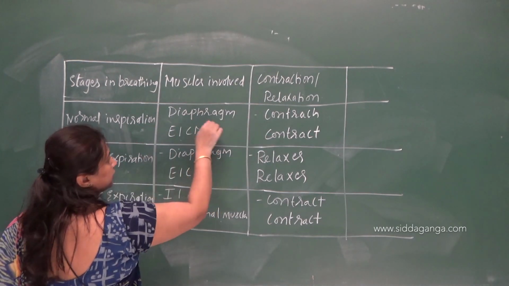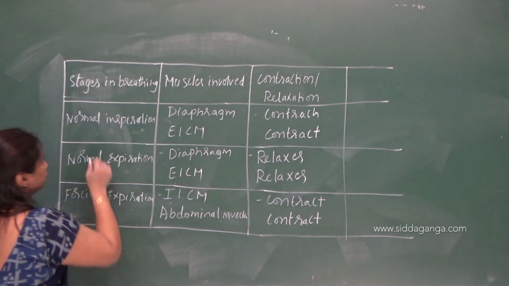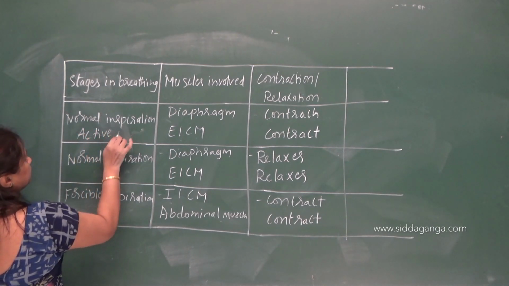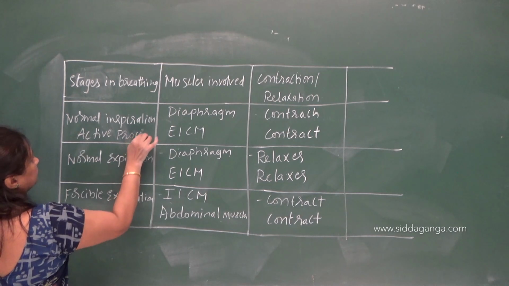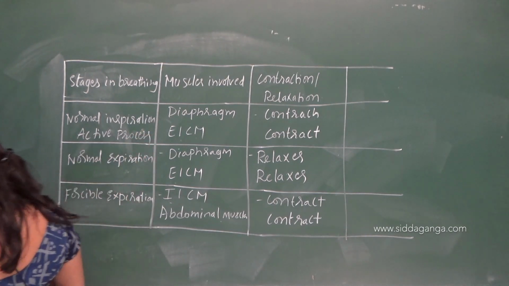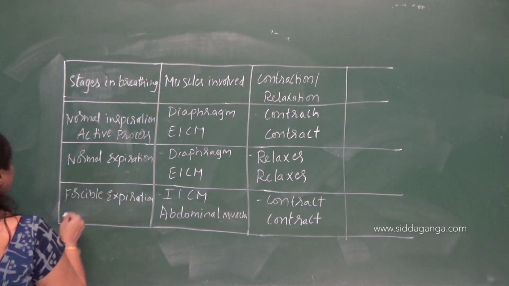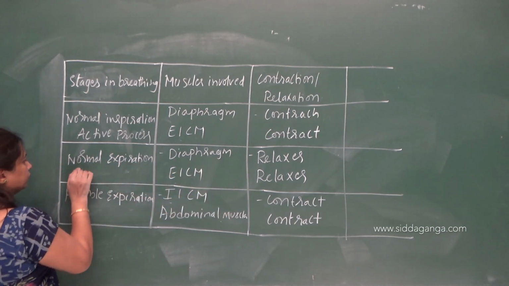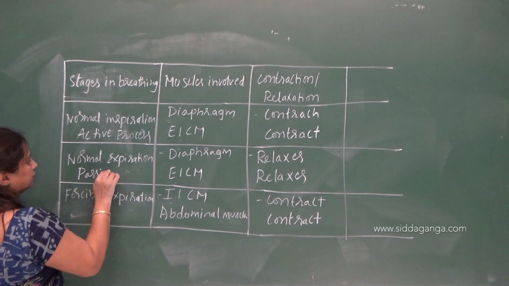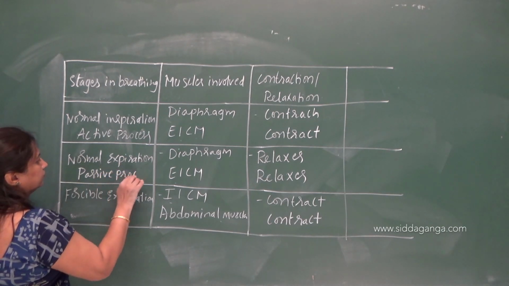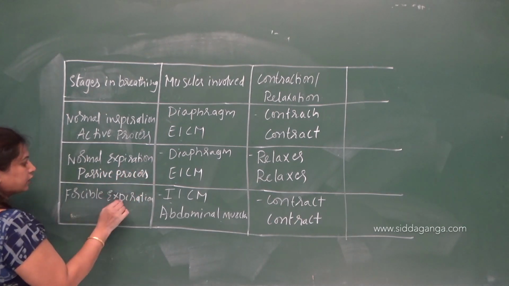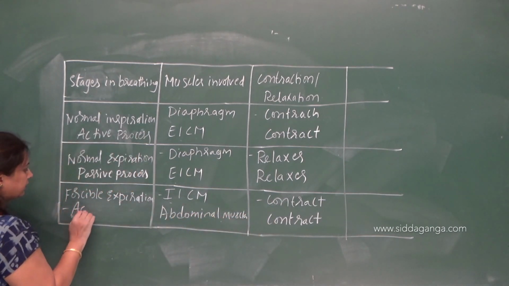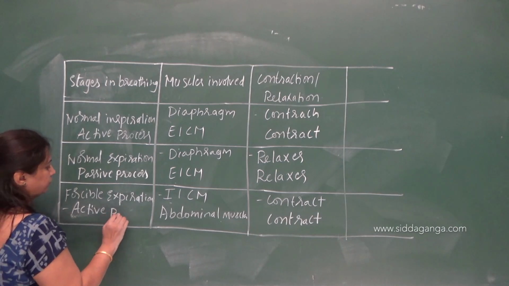So normal inspiration is because of contraction of muscles. So normal inspiration is an active process. And normal expiration occurs because of relaxation of muscles, so this is a passive process. And forcible expiration occurs because of contraction of muscles. Again, it is an active process.